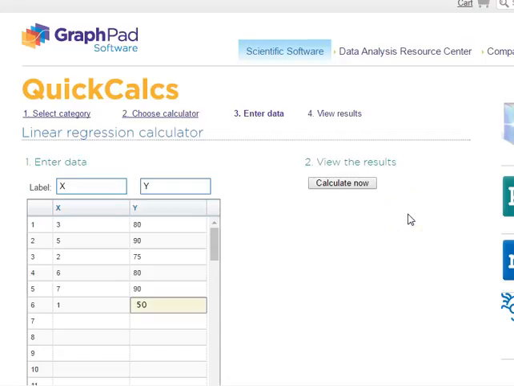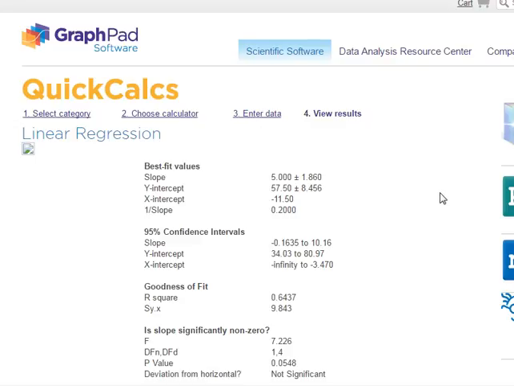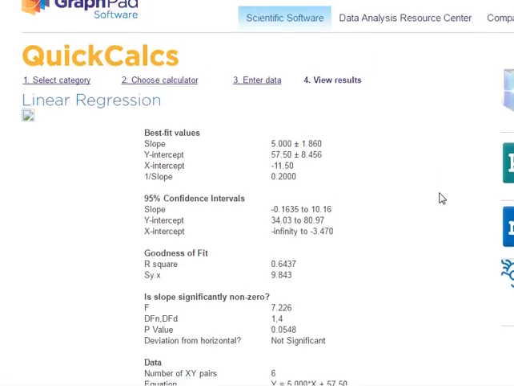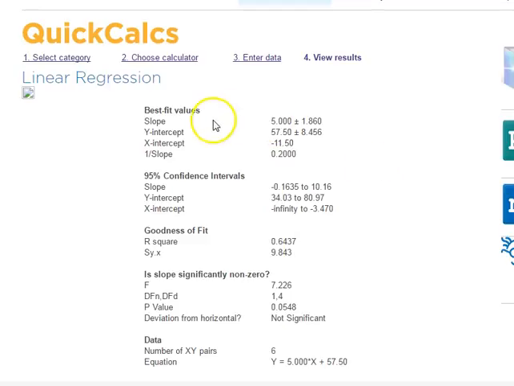I'm using graphpad.com, and I'm doing a linear regression to find the line of best fit. So I'm looking for the equation of a line. It has this table where I entered my x values, which represented the number of hours spent studying, and then the corresponding test scores as my y values. Here it says calculate now, and it's going to calculate the line of best fit for me.